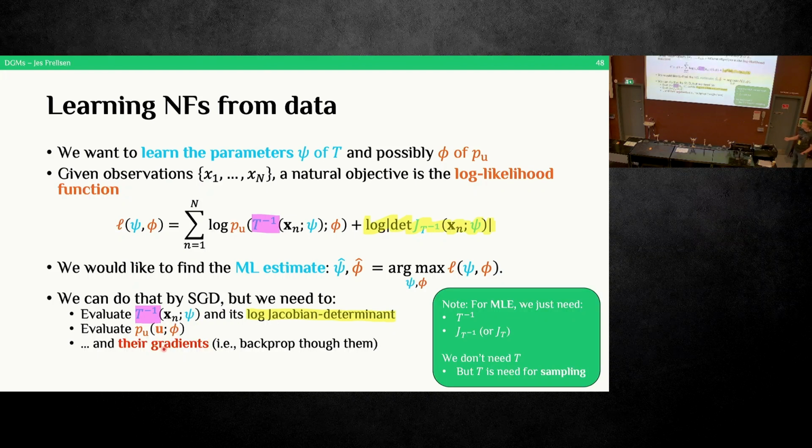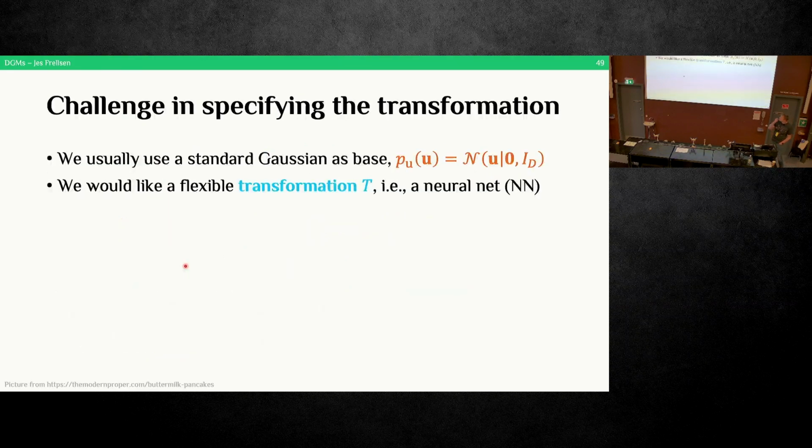And one note here is that if we want to use MLE, then we just need to know the inverse transform and the Jacobian of the inverse, or possibly just the Jacobian of the transform. We actually don't need to know T, so people actually use that in the construction of these transformations. The T is only needed for sampling. In the sampling procedure we need to know T, but for maximum likelihood, it's important that we know the inverse transform to be able to calculate the maximum likelihood estimate.